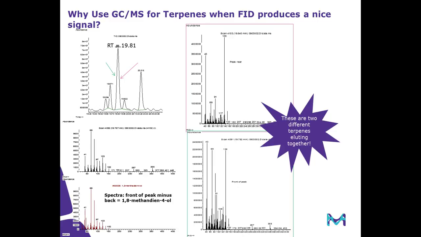So why GCMS for terpenes? Here's another thing, too. A lot of labs use FID. GCMS is better. Why? Well, if you use FID, you're not going to be able to know for sure that what you're looking at is what you think it is. And what do I mean by that?